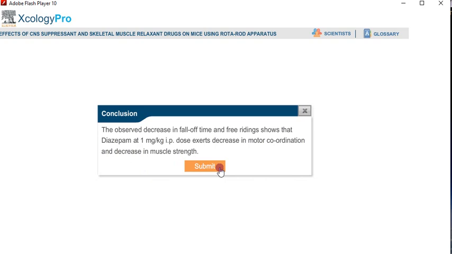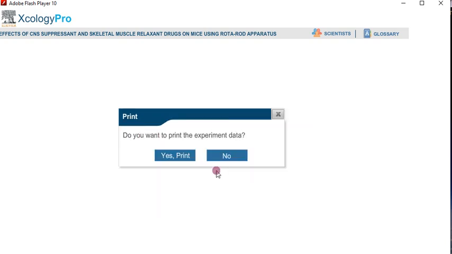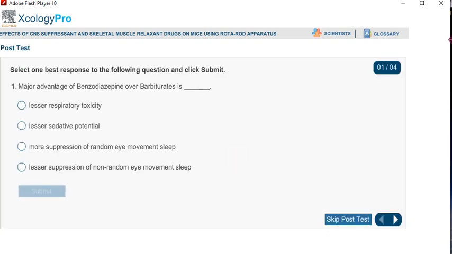Similarly, you can perform another unknown drug if it is compared with the diazepam. So you have to just submit, then no, and some there skip. You have to skip that post test. So now I'm closing this as a practical.